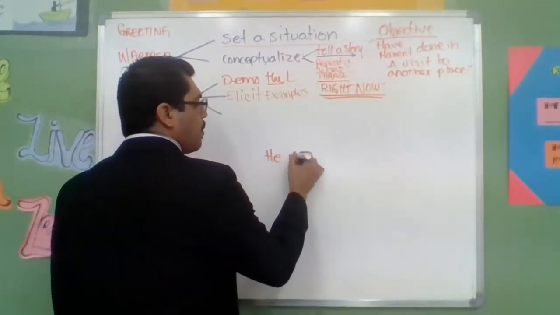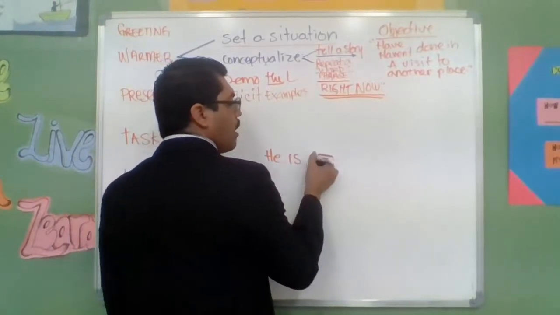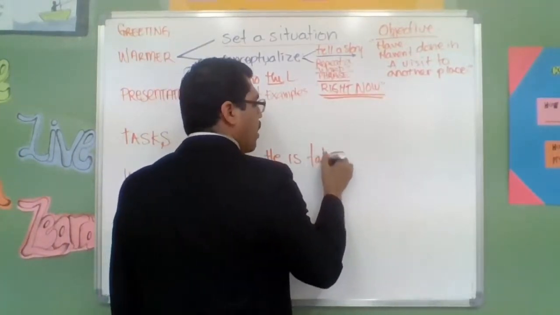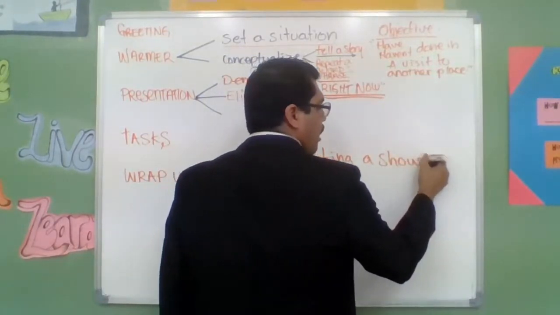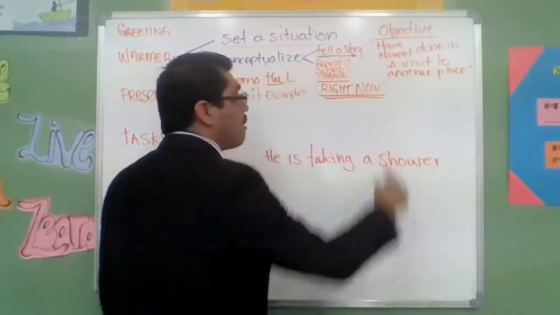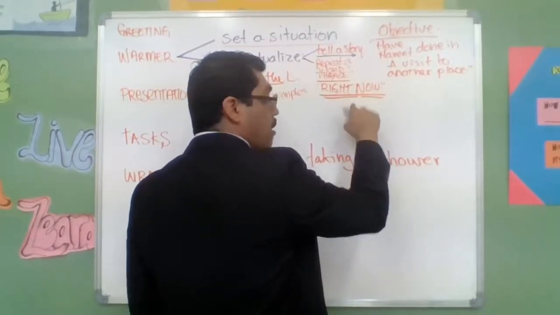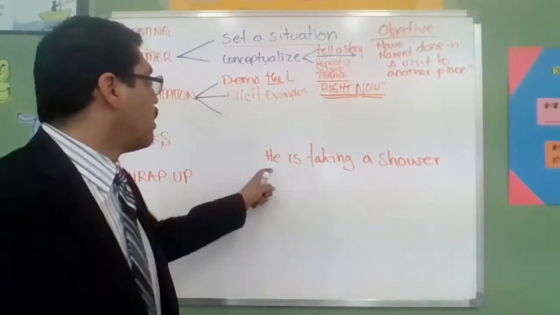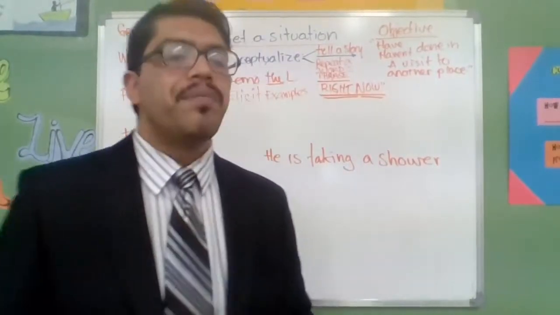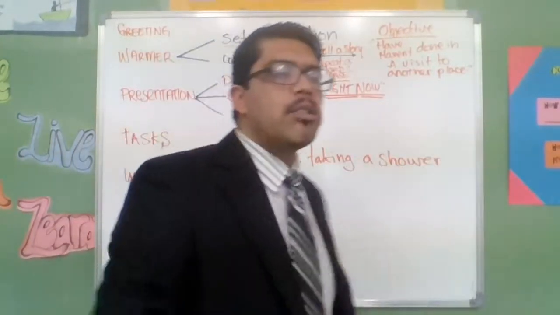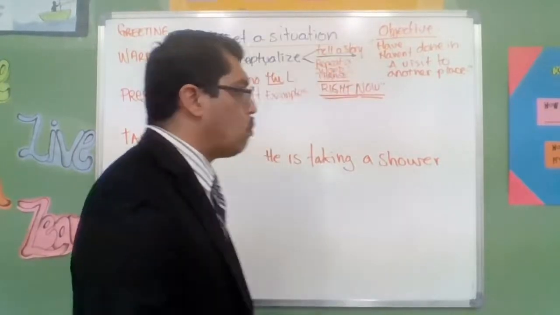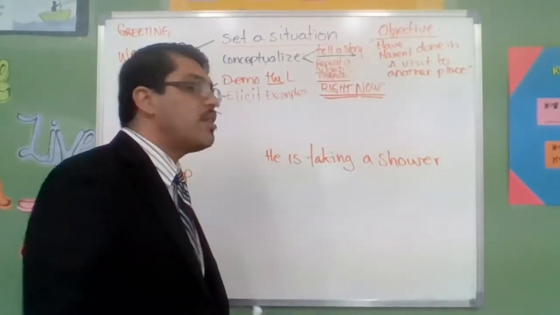He is. He's what? And I say, taking a shower. Taking a shower. Excellent. And I would say, when? And they would say, right now. Okay, right now. Okay, remember that. That is "right now." So he's taking a shower right now. Excellent. So let's go to the next person. What's your sister doing right now? Oh, by the way, what's her name? Oh, her name is Fernanda.